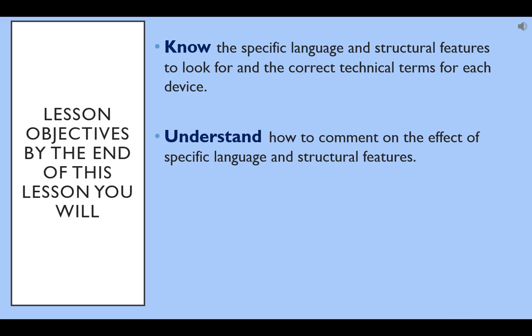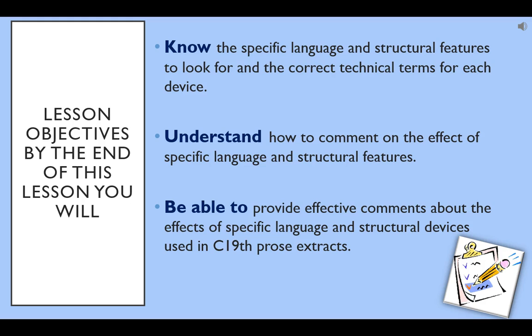We need to move beyond that, however, to be able to answer question 3 effectively. And you need to understand how to comment on the effect that the specific language and structural features you're identifying are having within the context of the extract in terms of creating meaning, maybe creating character, whatever it might be. So we'll look at the sorts of comments that you need to be making about those features. And then once you know the features to look for and how to comment on them, that will mean that you'll be able to go forward and provide effective comments about the effects of the specific language and structural devices used in the 19th century prose extract that comes up on the exam paper that you actually do.